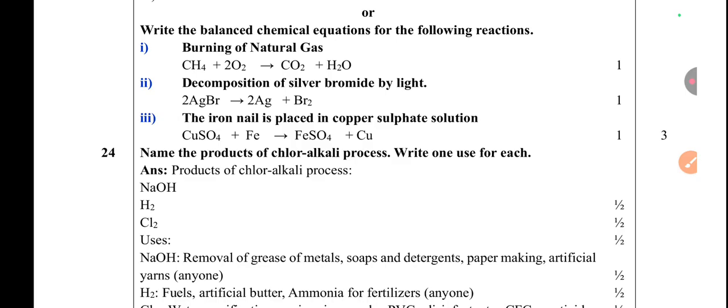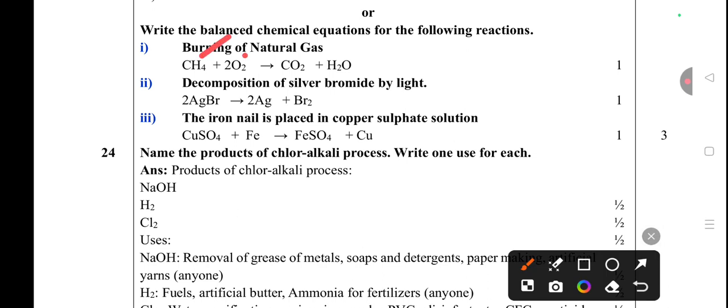Then write the balanced chemical equation for the following reaction: burning of natural gas. Natural gas is nothing but methane. Methane reacts with oxygen. It gives carbon dioxide and water. Then to balance oxygen, here 2 oxygens are there, here 1 oxygen is there. To balance oxygen, we took 2 here. 2 2s are 4, 4 oxygens occur.